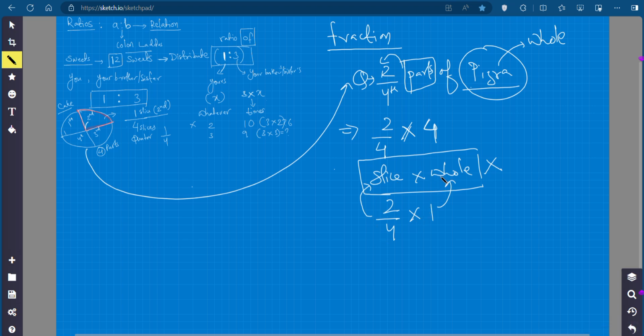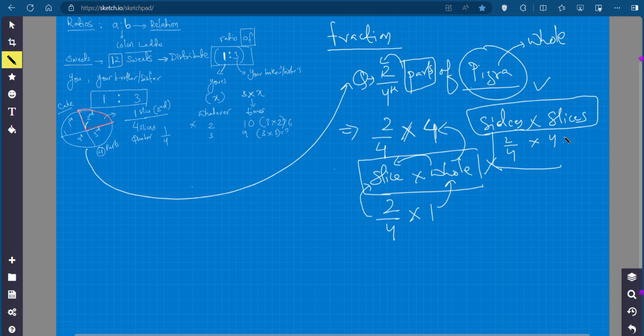You can write them, but you'll have to change it to its lowest form. This is why I have changed my whole pizza, which is 1, to 4 slices. Now I have slices, so it is 2 by 4 multiplied with slices only, which is correct. Multiply with 4 slices from the whole pizza. This is why it can be considered the right way of writing this question.